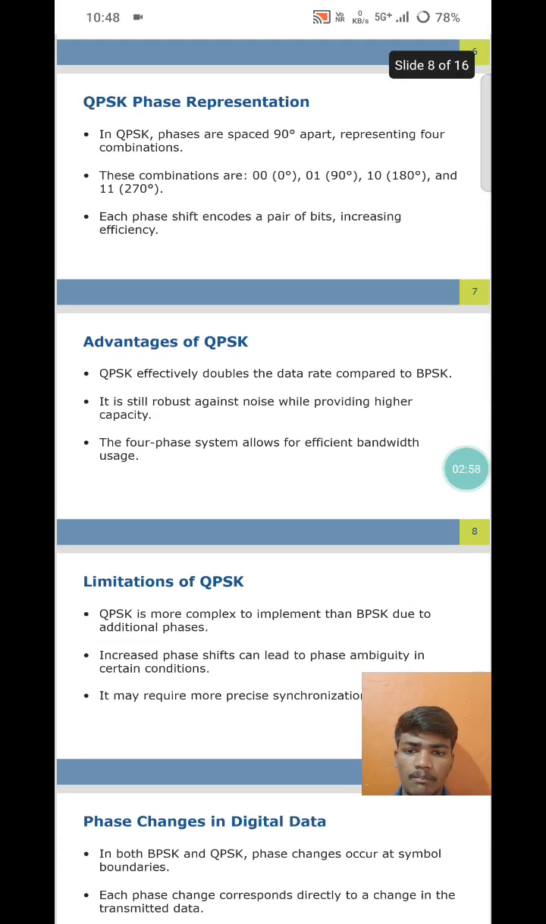Advantages of QPSK. QPSK effectively doubles the data rate compared to BPSK. It is still robust against noise while providing higher capacity. The 4-phase system allows for efficient bandwidth usage.